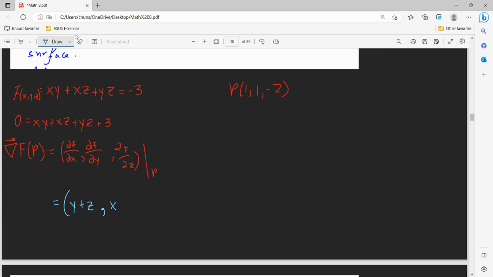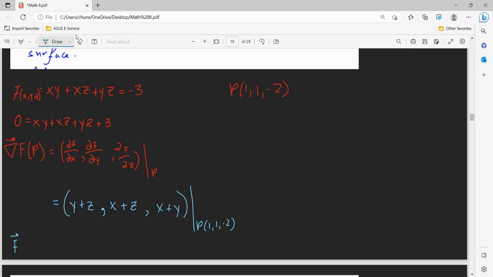Our second one is x. This is 0, so we don't include it. And this is plus z. And finally, with respect to z, this is x plus y, skipping the first term. And it's at point 1, 1, and negative 2. These are the values we'll plug in.